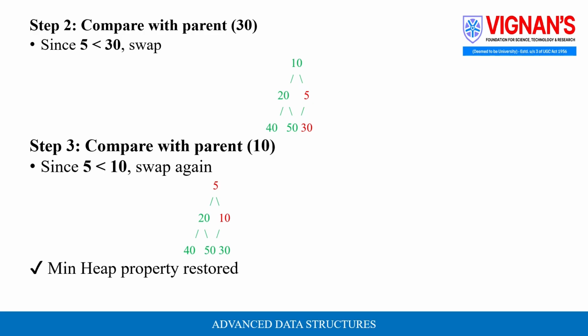Final result. At this point, the min heap property is restored. Every parent node is less than or equal to its children, and the smallest element, 5, is at the root.